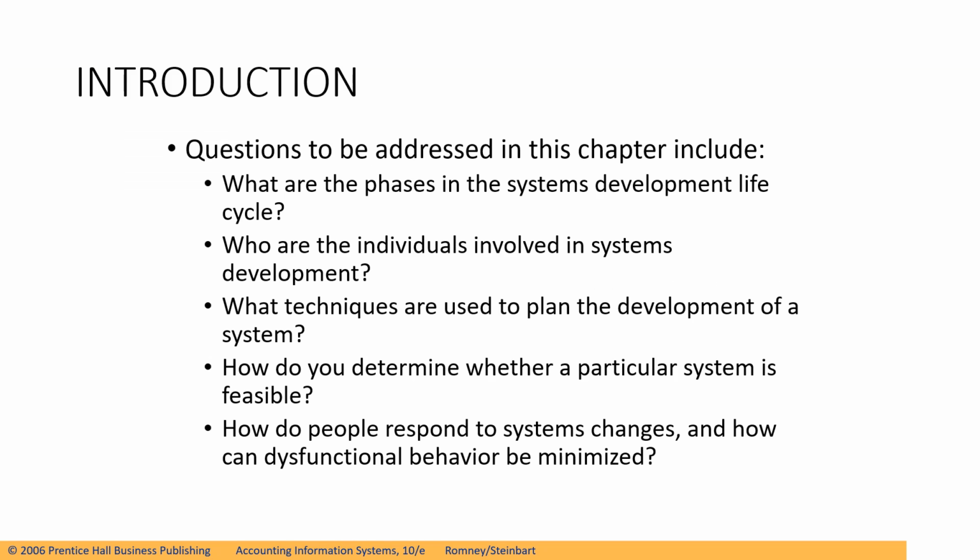Our objective for today is to address the following questions in this chapter. What are the phases in the system development life cycle? Who are the individuals involved in system development? What techniques are used to plan the development of a system? How do you determine whether a particular system is feasible? How do people respond to system changes? And how can dysfunctional behavior be manifested? Again, this is from the ebook of Romney, so refer to the last chapter of that particular ebook.